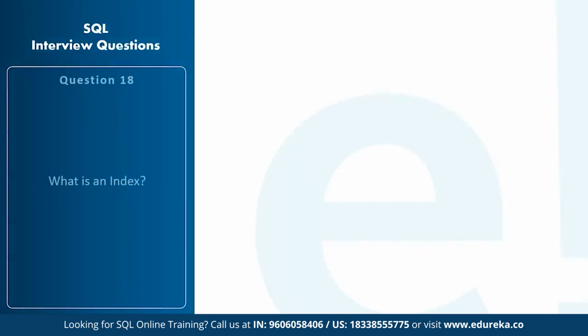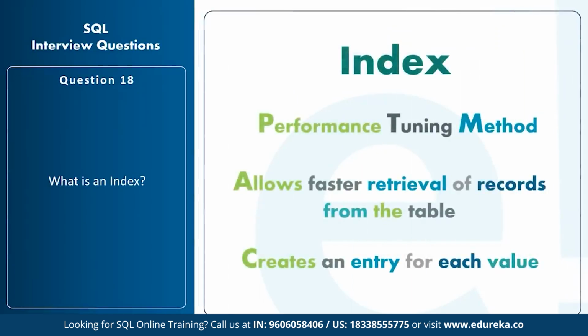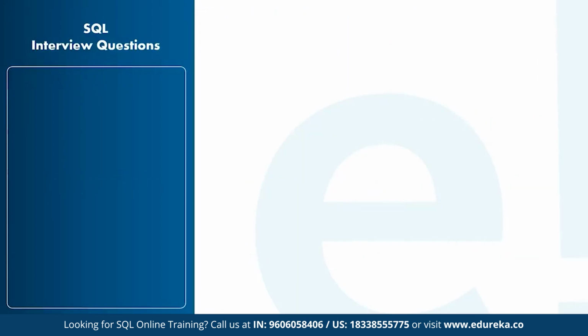Now moving forward to our next question, that is, what is an index? In the previous questions, I talked about the non-clustered index and the clustered indexes, right? But what exactly is an index? Index basically refers to a performance tuning method of allowing faster retrieval of records from the table. As I mentioned before in the clustered and the non-clustered indexes question, both of the indexes are basically used for easy retrieval of data, right? So that's what an index does. This is basically a performance tuning method to allow faster retrieval of data from the table. And also an index creates an entry for each value. So to allow the faster retrieval of records from the table, it basically creates an entry for each and every value.